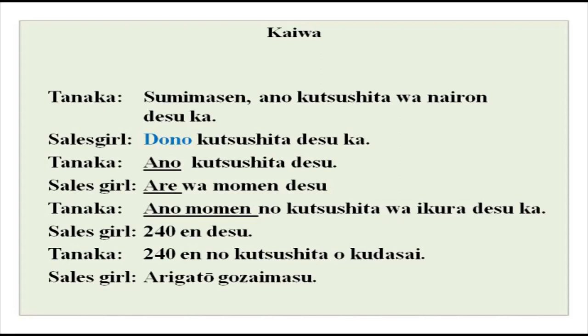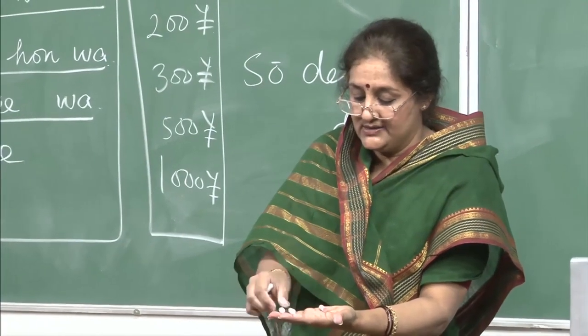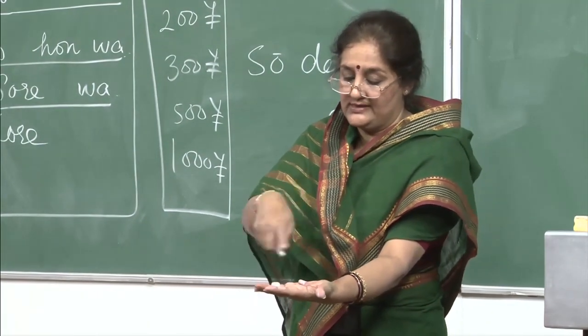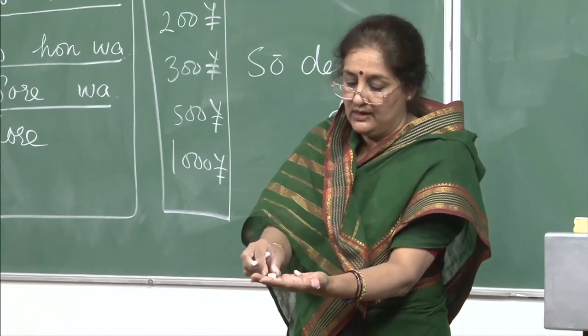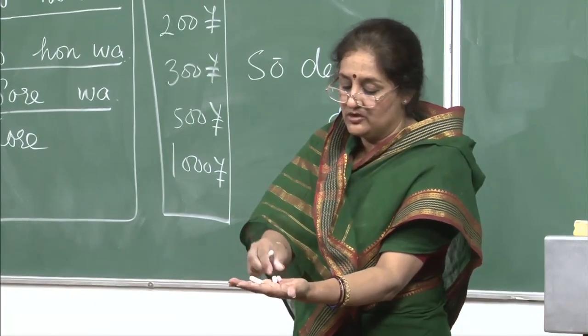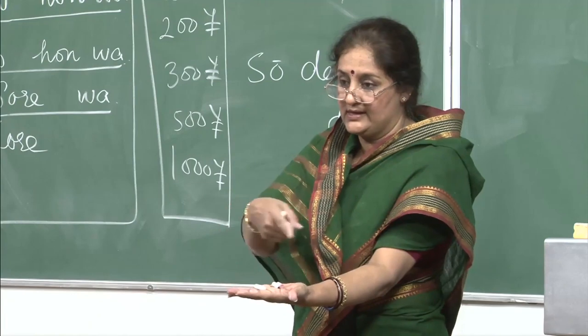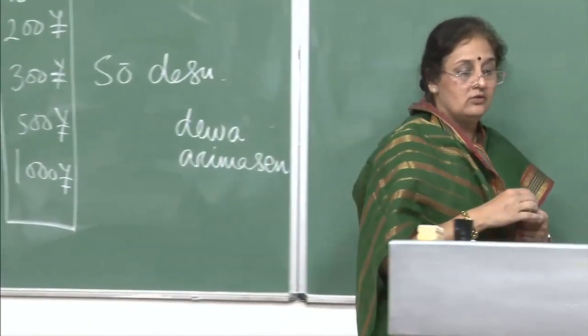すみません。Ano kutsushita wa nylon desu ka? Nylon is nylon. Dono kutsushita desu ka? Which kutsushita are you talking about? Dono and dore both mean which one of the two or three things you are talking about. You can have three things in your hand, or two things in your hand, and you could say dono chok desu ka? Kono chok desu ka? このチョークですか? So, which of the two or three chalks you are talking about? どのチョークですか? どれですか? So, that is what dono and dore mean.